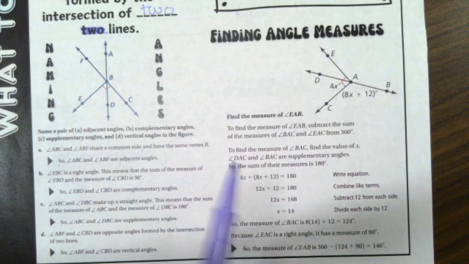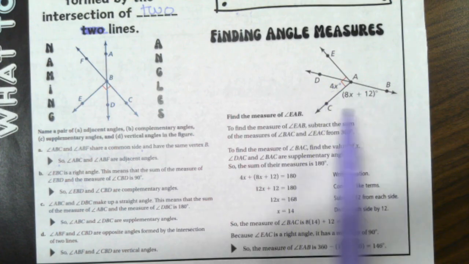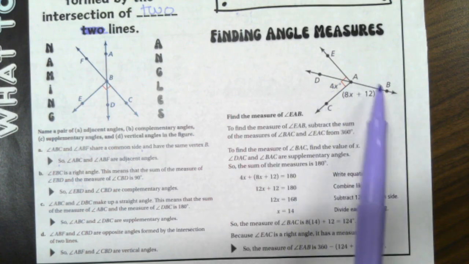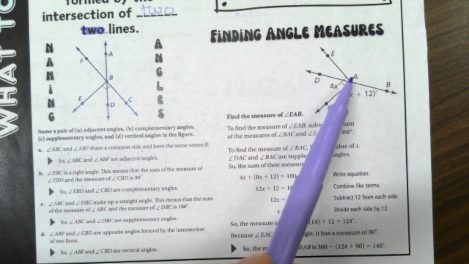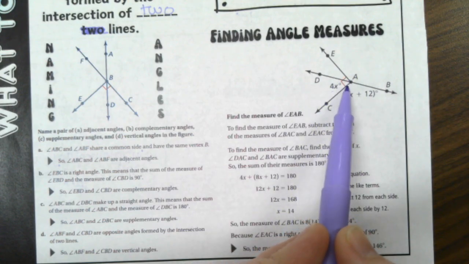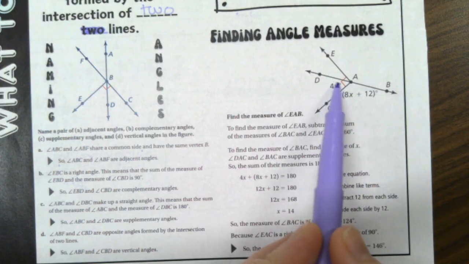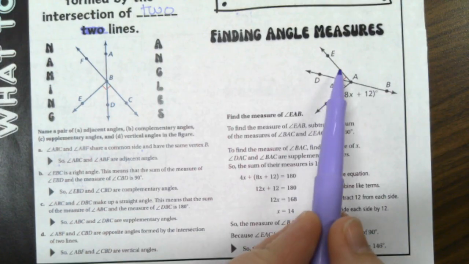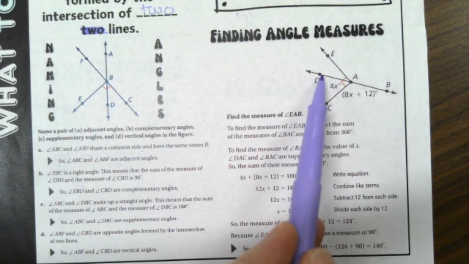So now I can go back in and do 4 times 14 to figure out what this side is going to be, and I can do 8 times 14 plus 12 to figure out what this side is going to be, which will then help me figure out what is the measure of this angle and what is the measure of this angle. And this red half square here tells me it's a 90-degree angle, if you remember from last year. So once I figure out this angle by putting in 14 for my x, I'll be able to determine what's left of 90 to determine what is the angle measure of the EAD.